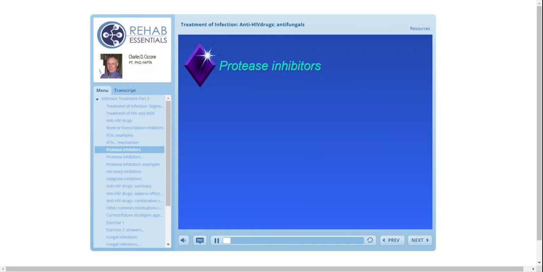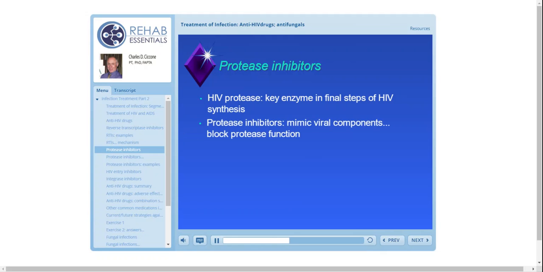The protease inhibitors were the second major advancement in treating HIV infection. HIV protease is a key enzyme that's involved in one of the final steps of HIV synthesis. So if RTIs inhibit one of the first steps, this group of drugs inhibits one of the last steps. The protease inhibitors, the drugs themselves, mimic the viral components, and they basically block the ability of this protease to start to assemble the final mature virus.